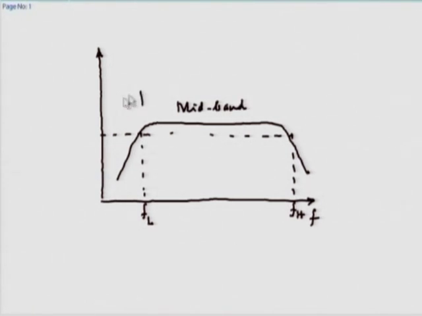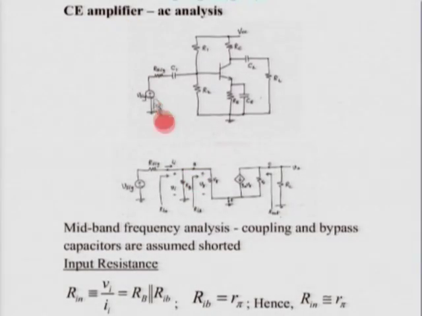Frequencies below FL, the lower cutoff frequency, have a high pass response, whereas frequencies above FH, the upper cutoff frequency, have a low pass response. What is the reason for the high pass response? We can see that these coupling capacitors and the CE, these three capacitors, contribute towards the low frequency response of the amplifier.